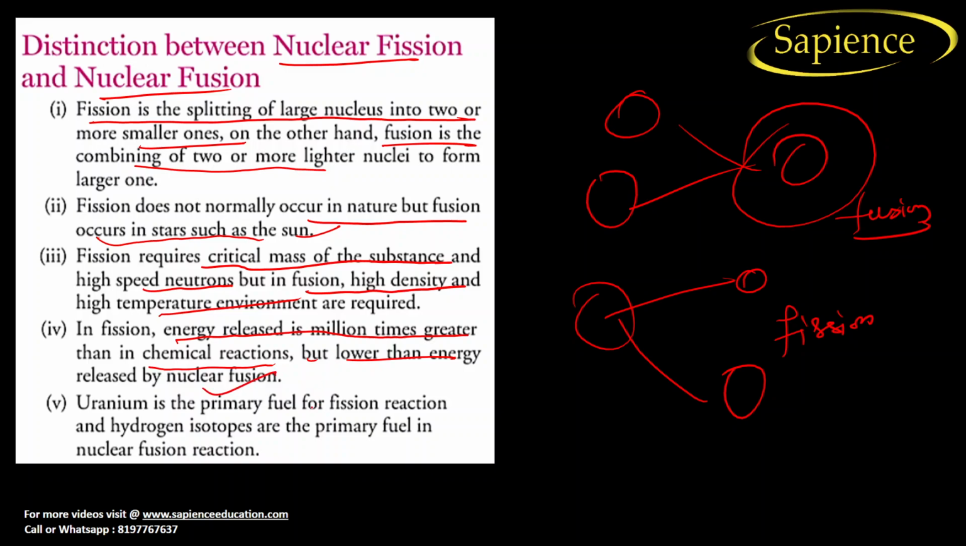Again, I am telling you, the nuclear fusion reaction occurring in stars releases a very high amount of energy. But fission releases considerably less energy. And the energy released in any chemical reaction is always less than that of a fusion or nuclear reaction, right? Uranium is the primary fuel for the fission reaction, and hydrogen isotopes are the primary fuel in nuclear fusion.